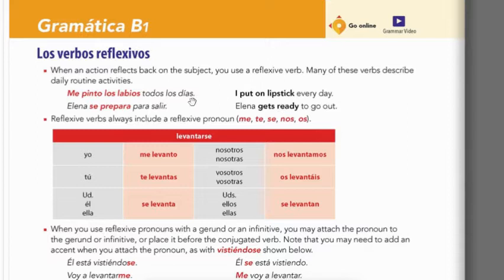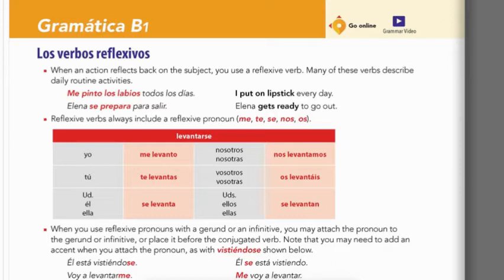Now look at these examples here. Me pinto los labios. I put on lipstick every day. Of course, that's not a word-for-word translation. In fact, look at that even closer. You notice anything? Literally what you're saying is, I paint myself.